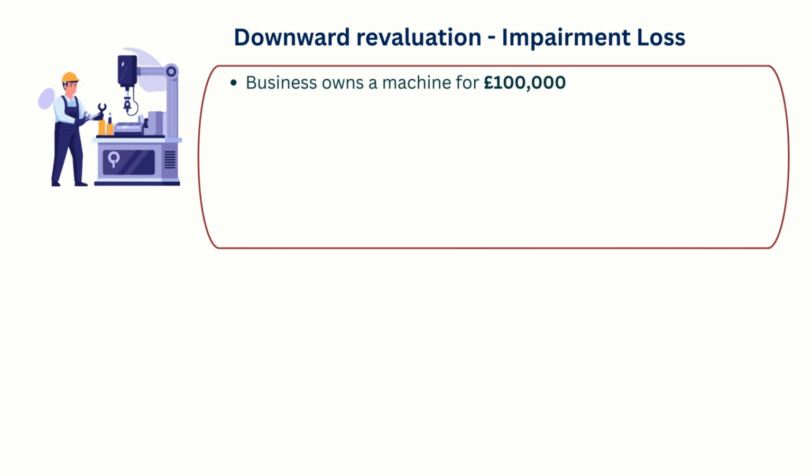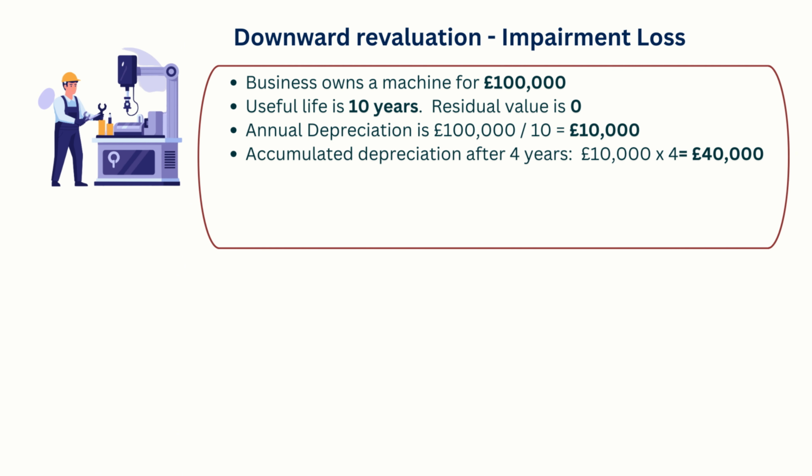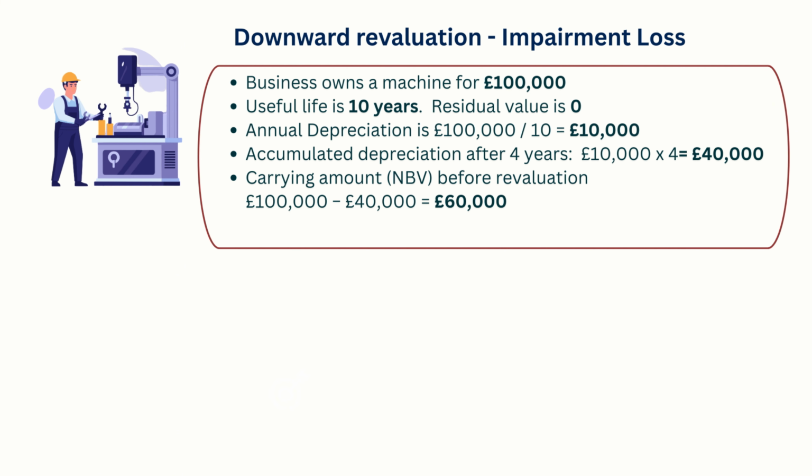Let's now look at downward revaluation or impairment loss in practice. The company owns a machine. Cost of machine is $100,000. Useful life is 10 years. Residual value is 0. Depreciation method is straight line. Annual depreciation is $10,000 per year. After 4 years, the accumulated depreciation is $40,000. Carrying amount, or net book value, before impairment is £60,000. Due to technological obsolescence, the recoverable amount of the machine is assessed at £45,000.